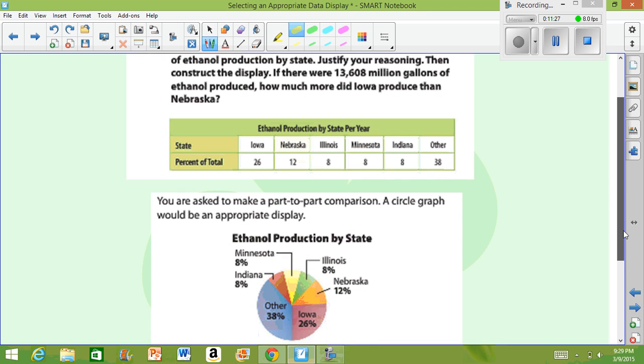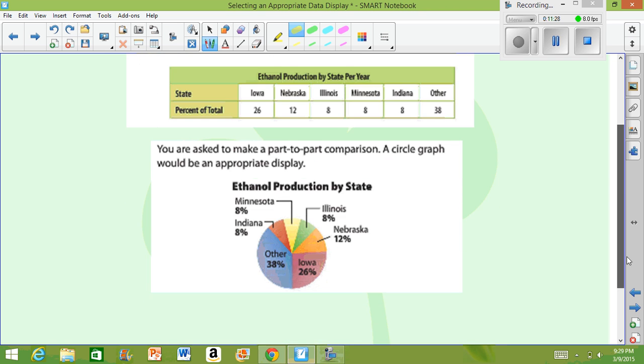So if we were to take this data here, we would create a circle graph because we're making a part-to-part comparison and we're using percent. So here is the percentage from our table up here at the top. Our circle graph would look something very similar to this. So we have an overview of how to select the appropriate display for the different types of data that we have. So you will be doing some practice with this. Good luck.